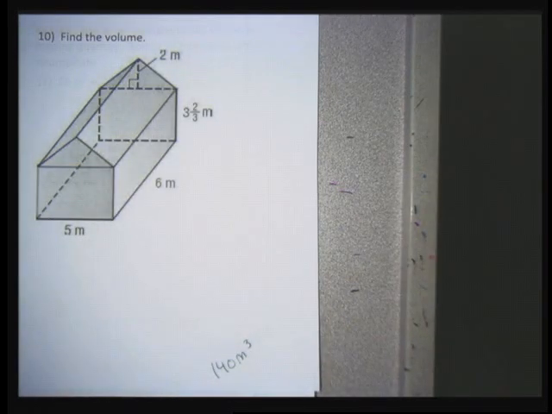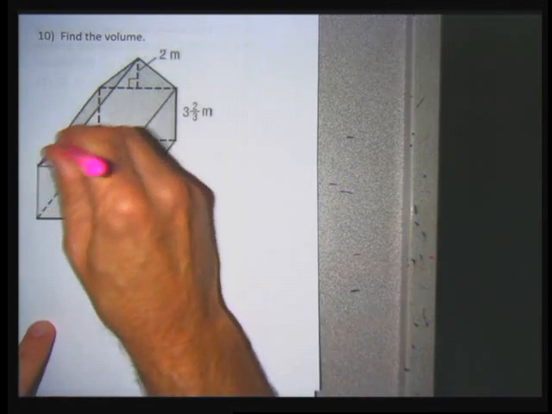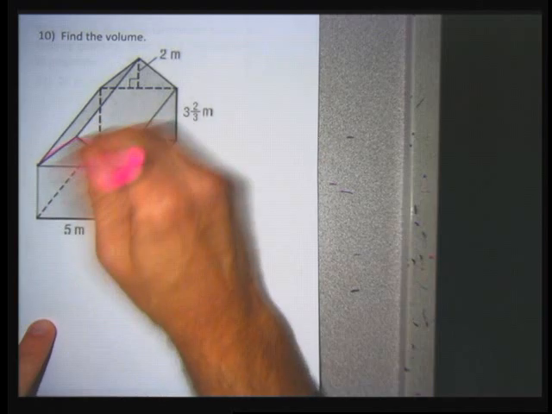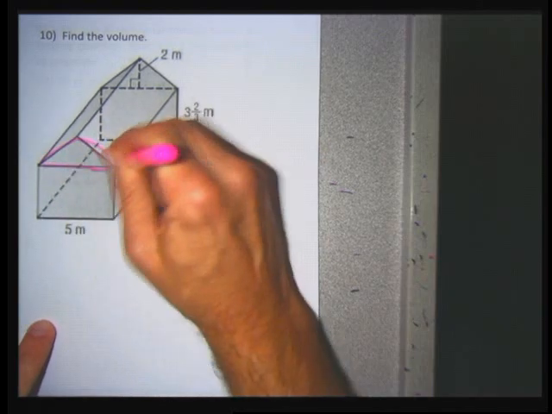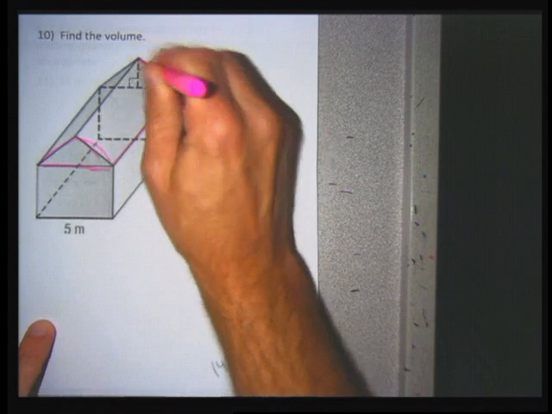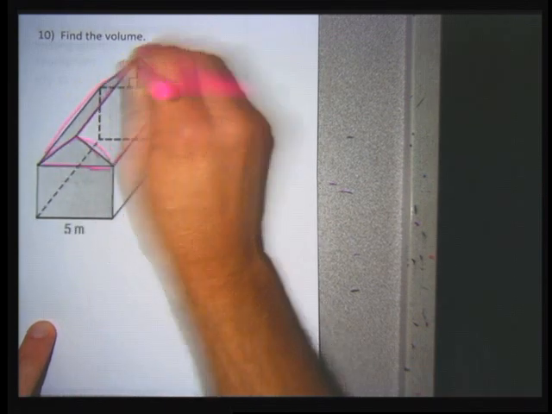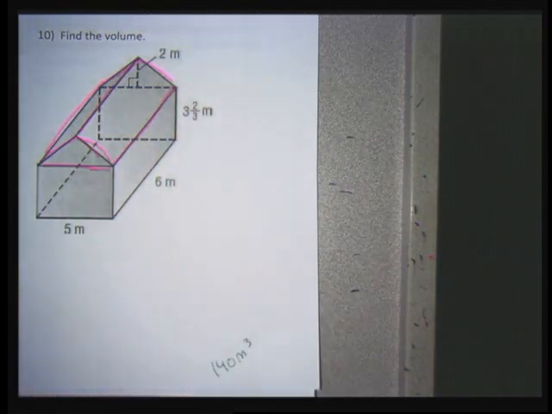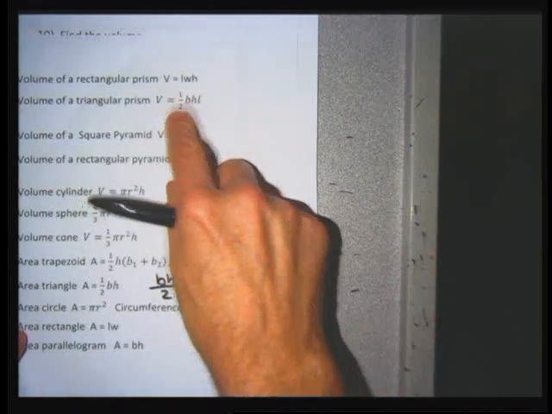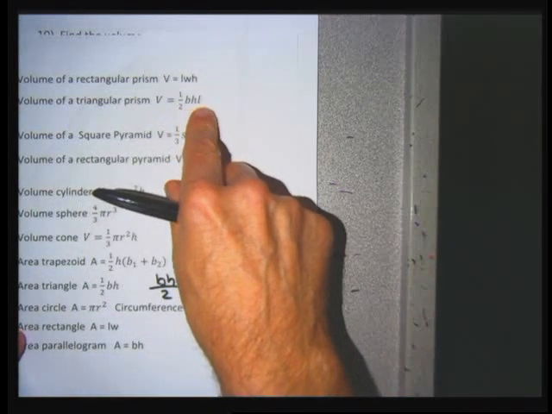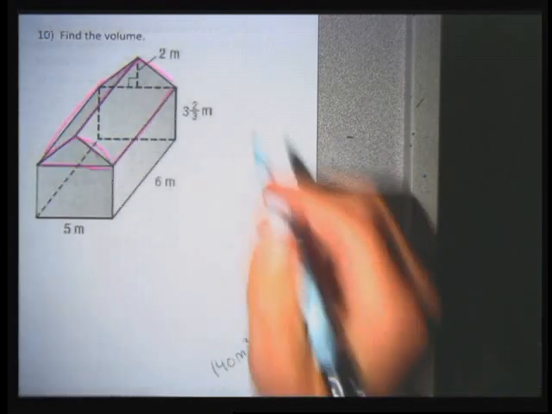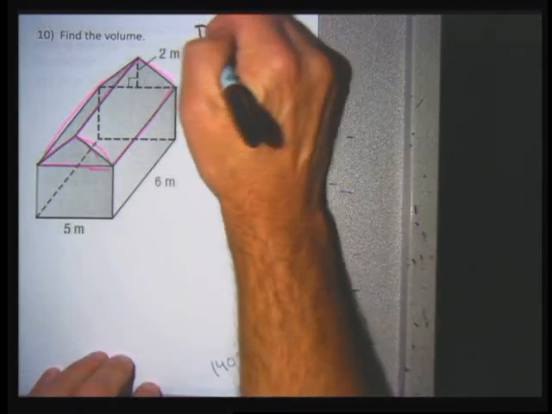This is a harder problem. I can hardly draw this. What I need to do is find the area of the top and the bottom separately. The top is a triangular prism. So I'm going to first find the area of the top figure, which is kind of like the roof of a house, that's a triangular prism. And so to find the volume of a triangular prism, the formula is half the base times the height times the length. So I need to do the top part.